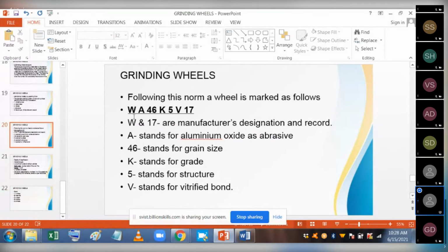So when you select a grinding wheel, you must go by the specification, that is, what abrasive material you will use, and you know the use of the abrasive materials also. You know where silicon carbide is used and where aluminium oxide is used. Silicon carbide is used for low tensile strength material, and aluminium oxide is used for high tensile strength material. Then 46 is the grain size, K is the grade, 5 is the structure, and V is the type of bond that is used.